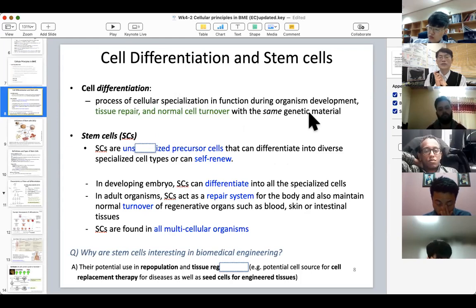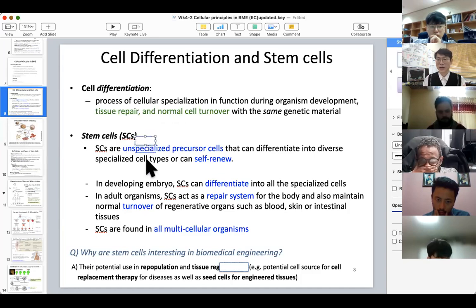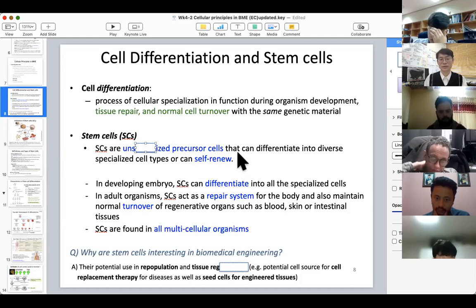Especially, I guess you all wonder, hey, when you are young and you have an injury or skin abrasion, you always see that it regenerates. We wonder why this happens. And also your hair, for males, keeps growing. Even if you do shaving, it keeps growing. Hey, what's going on up there? There comes this stem cell, okay? The stem cells are unspecialized precursor cells that can differentiate into diverse specialized cell types or can self-renew.